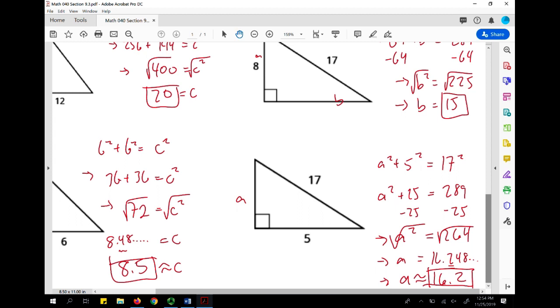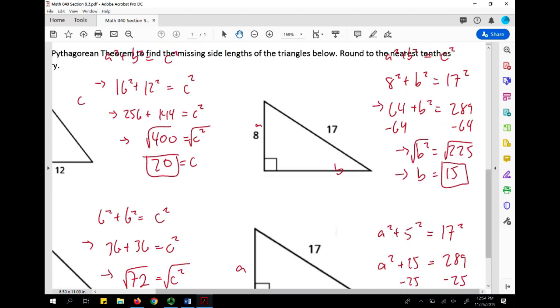Questions on any of those geometry triangle applications? So you're always rounding. My problem specifically asked you for that. So just pay attention to the directions.